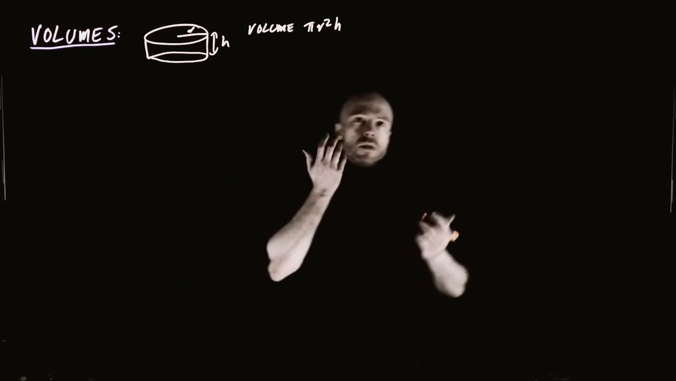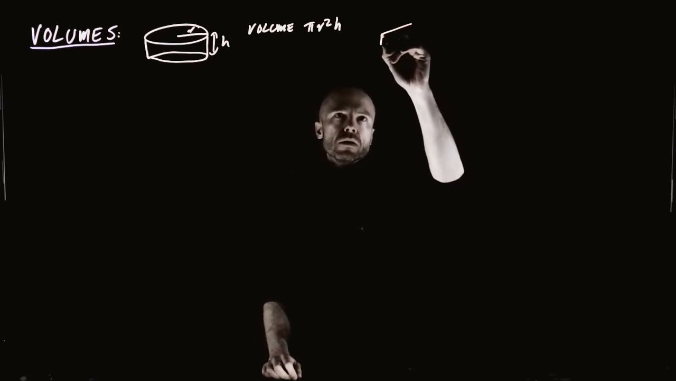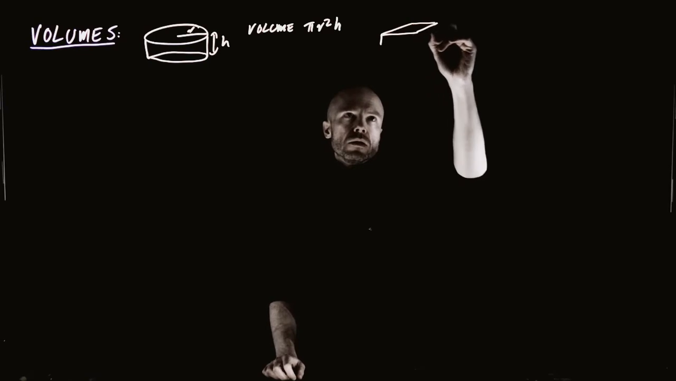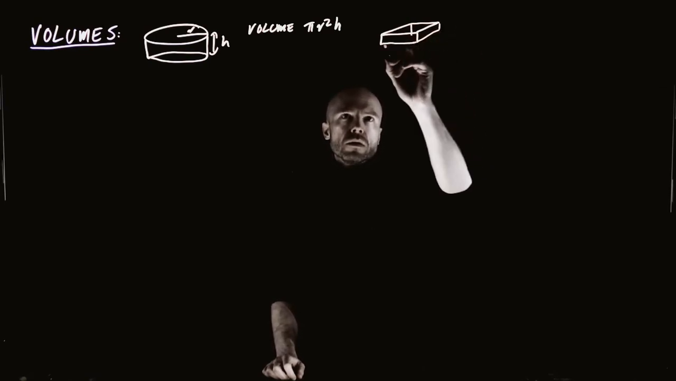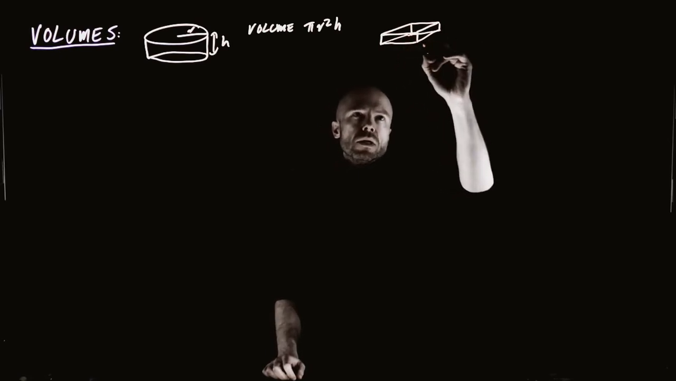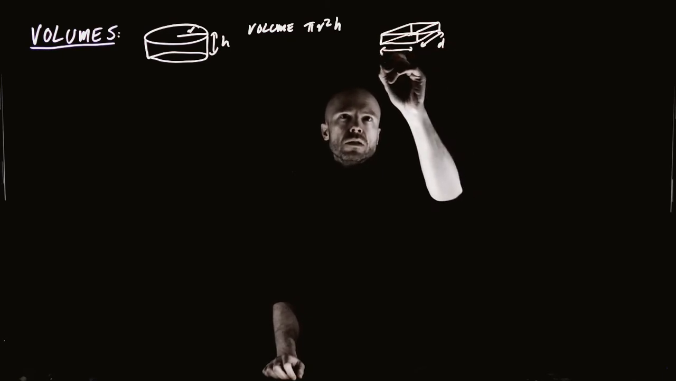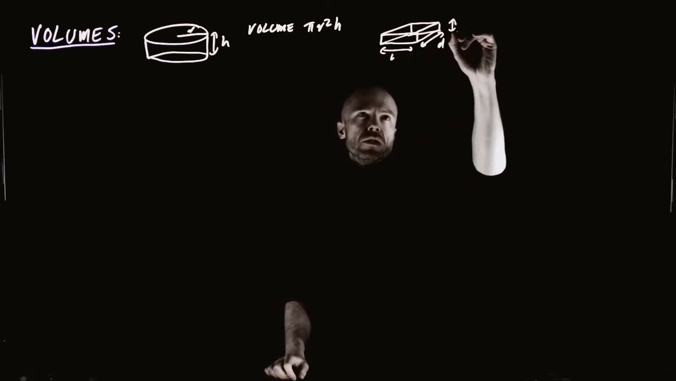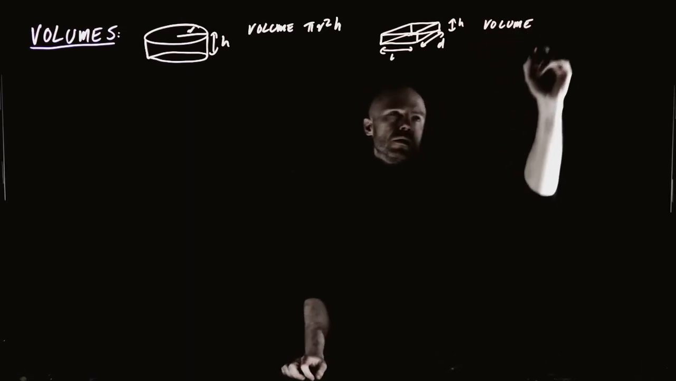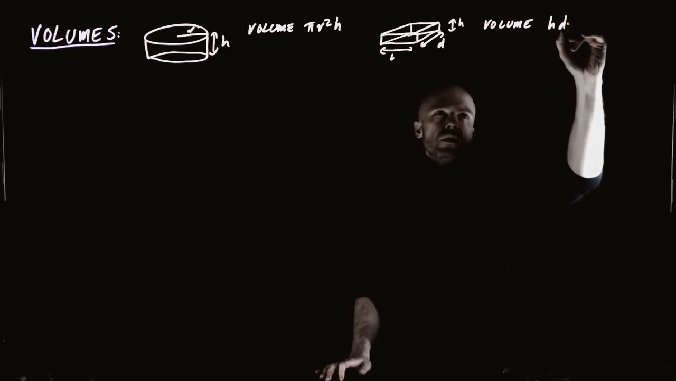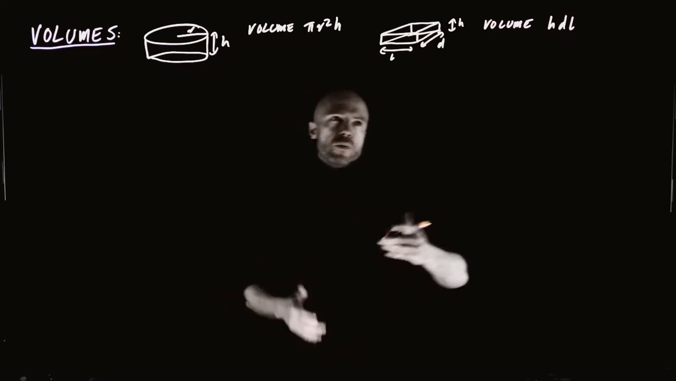If we have some kind of a rectangular shape, and let's say this here is D, this thing here is L, and this thing here is H, then the volume is H times D times L. And again, it's just base times height, or area of the base times height.